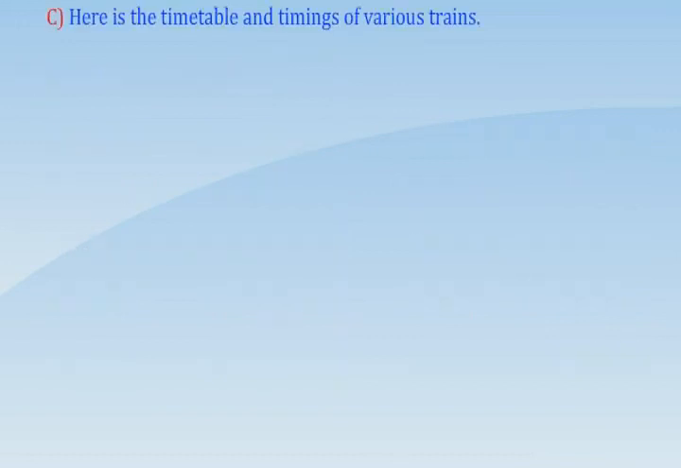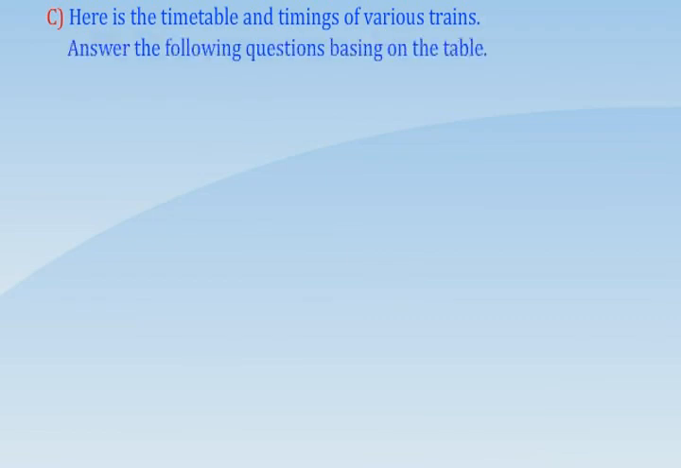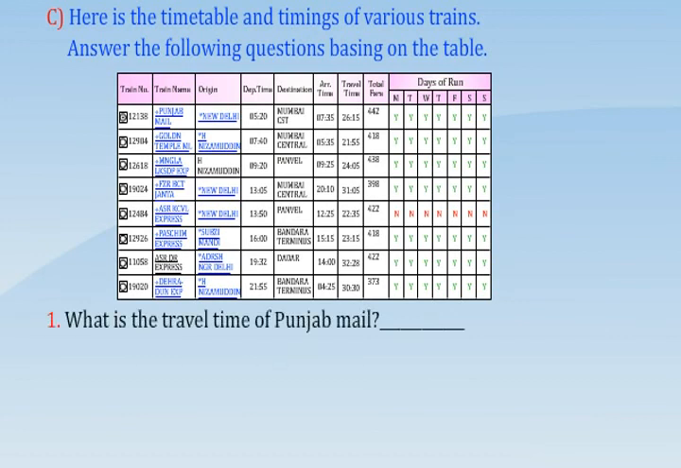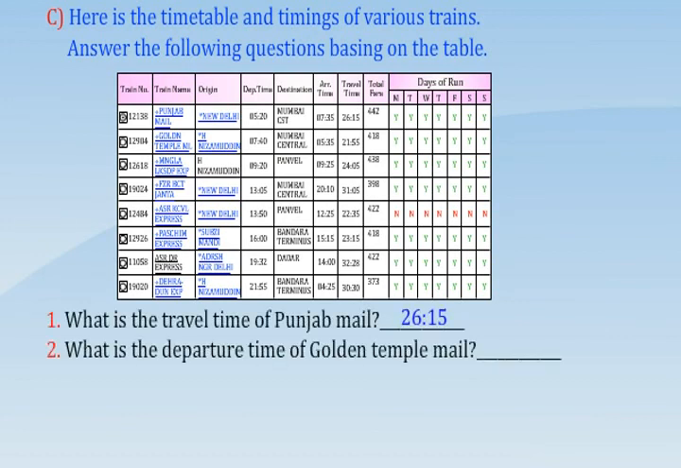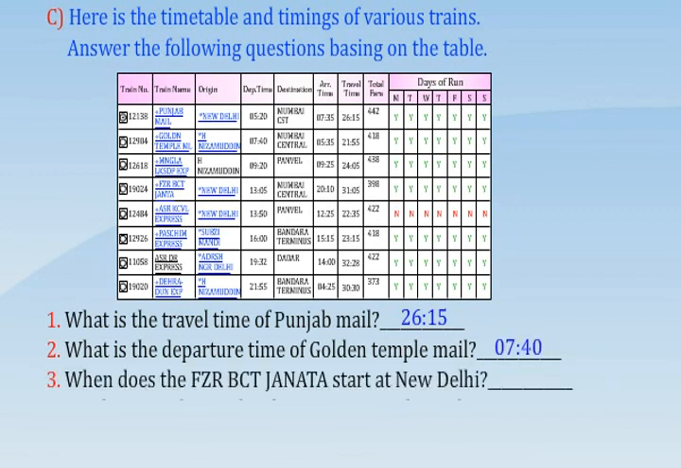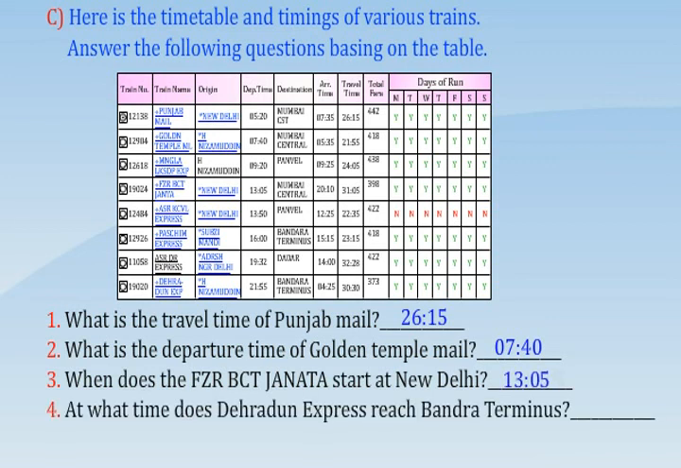Here is the timetable and timings of various trains. Answer the following questions basing on the table. What is the travel time of Punjab Mail? What is the departure time of Golden Temple Mail? When does the FZR BCT Janata start at New Delhi? At what time does Dehradun Express reach Bandra terminus?